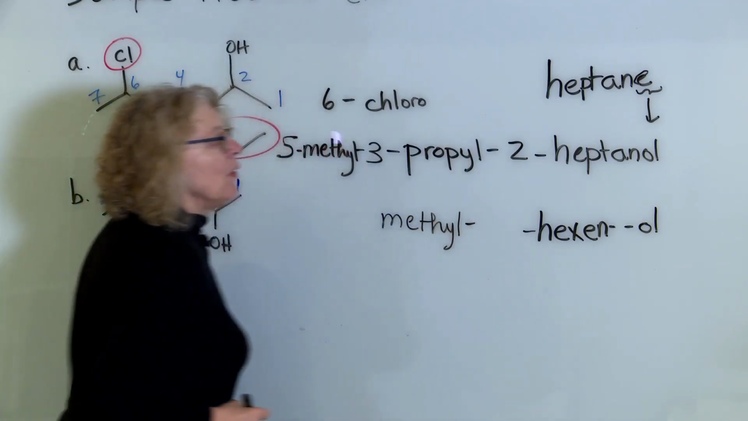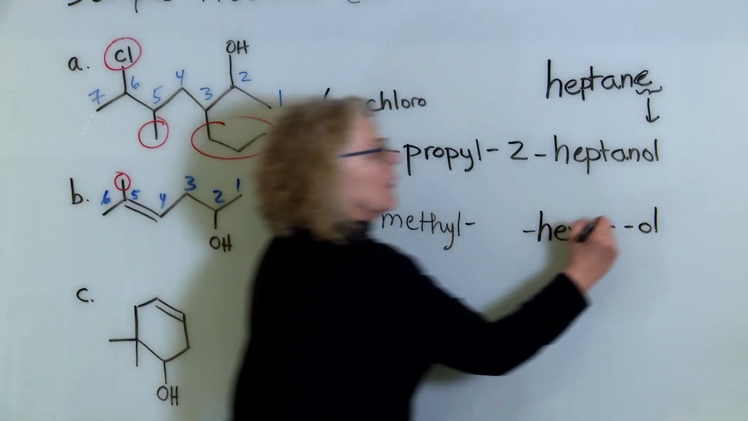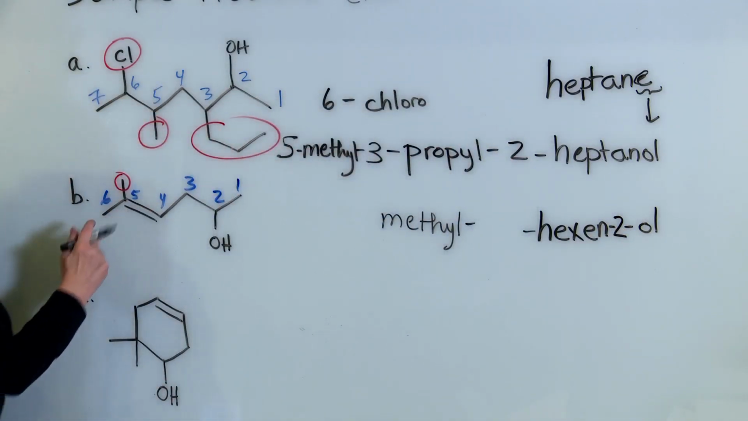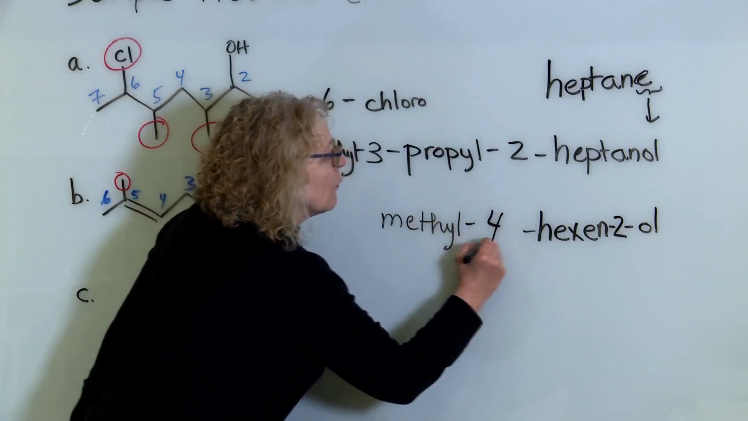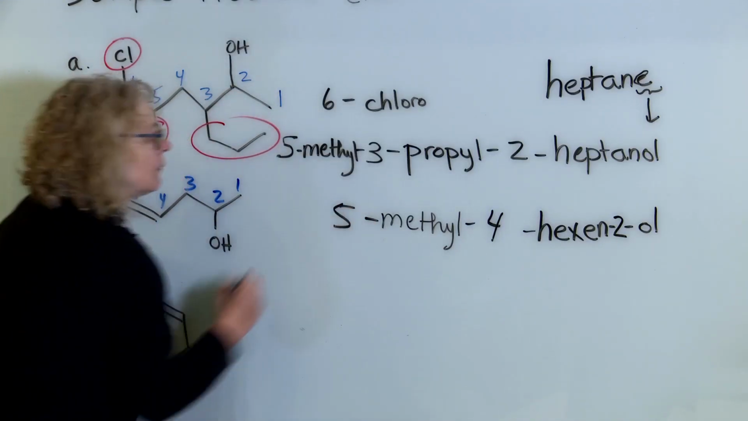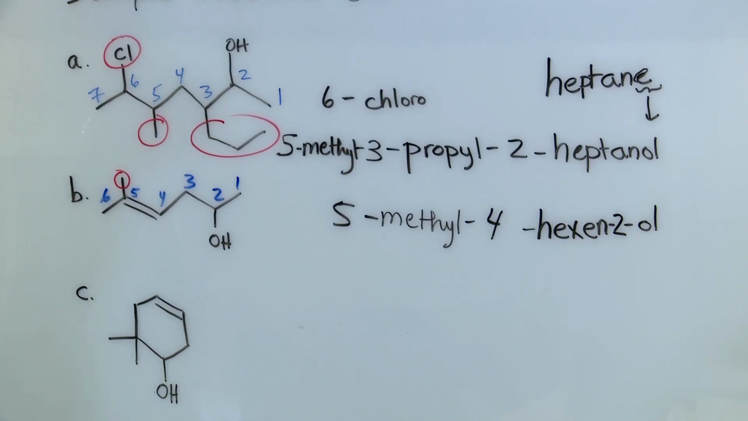So this is a methyl hexenol. The last thing we need to do is simply assign numbers. We give the alcohol the number 2. The alkene occurs at position 4, and the methyl occurs at position 5. So the numbering is very easy, because we really just focus on the hydroxyl position.